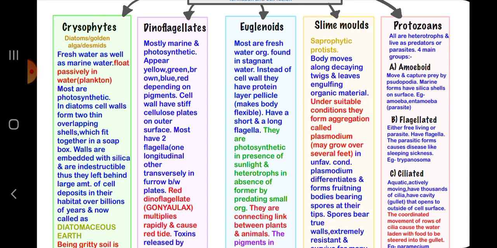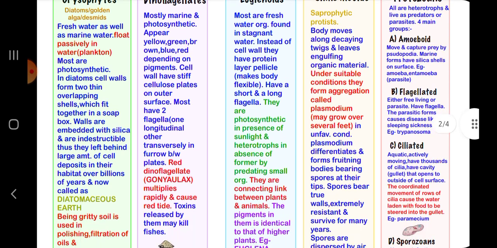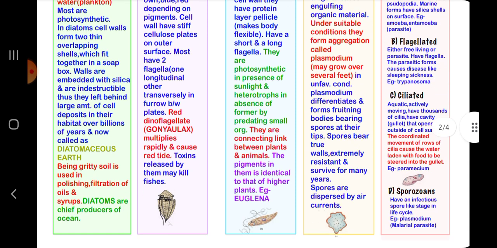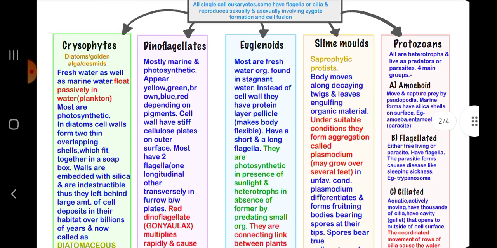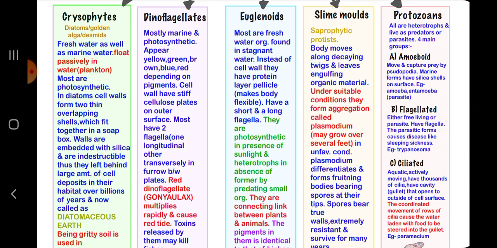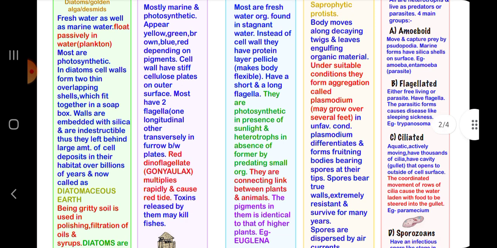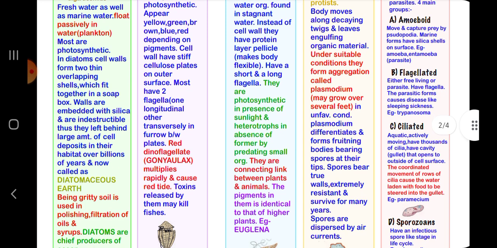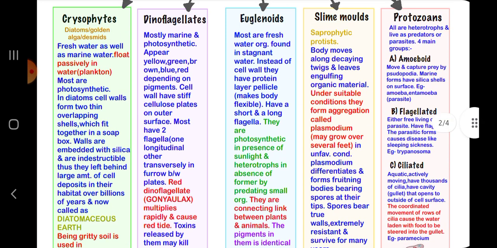They are found in freshwater as well as marine. Most of them are photosynthetic and they form diatomaceous earth, and diatoms are chief producers of oceans. Dinoflagellates are mostly marine and photosynthetic. They appear yellow, green, blue, brown, red depending on the pigments. Then red dinoflagellates multiply rapidly and cause red tide. Toxins released by them may kill fishes.